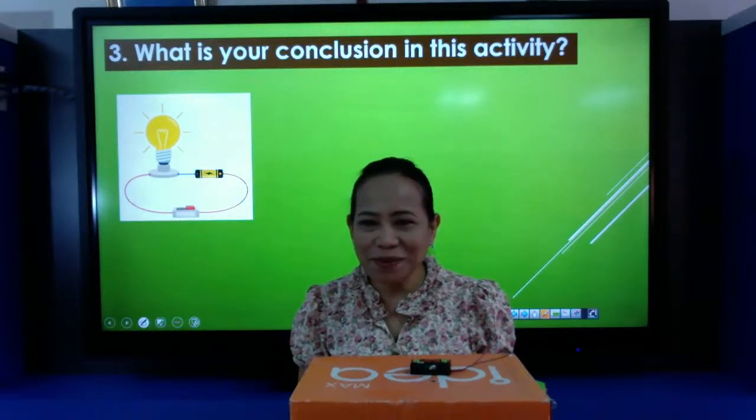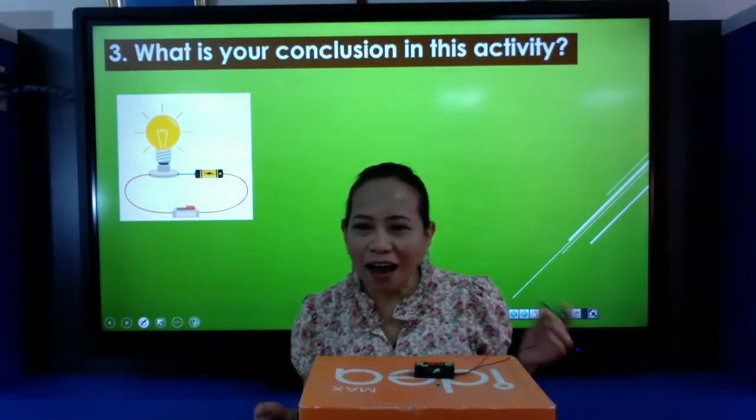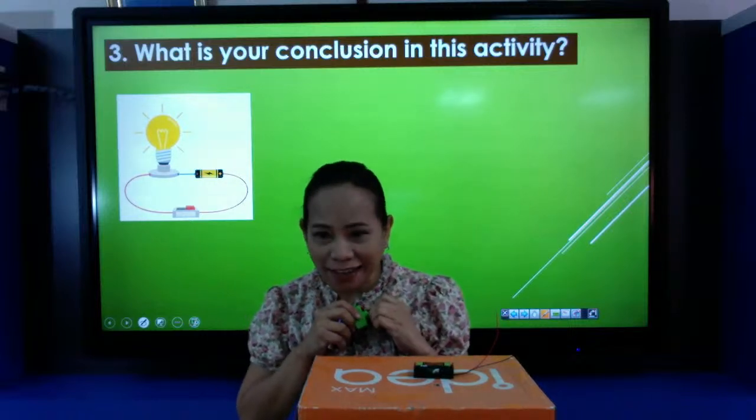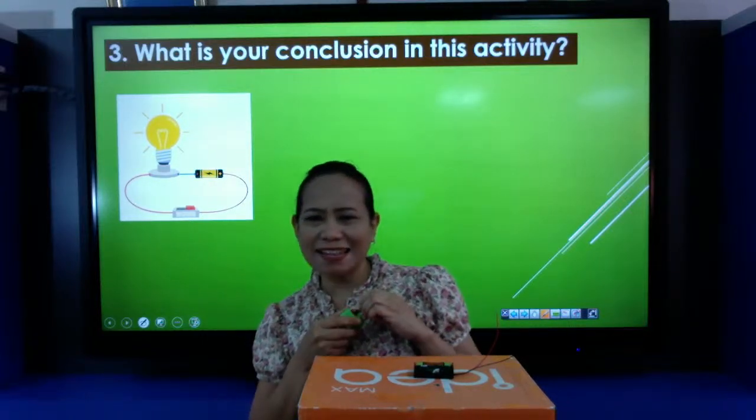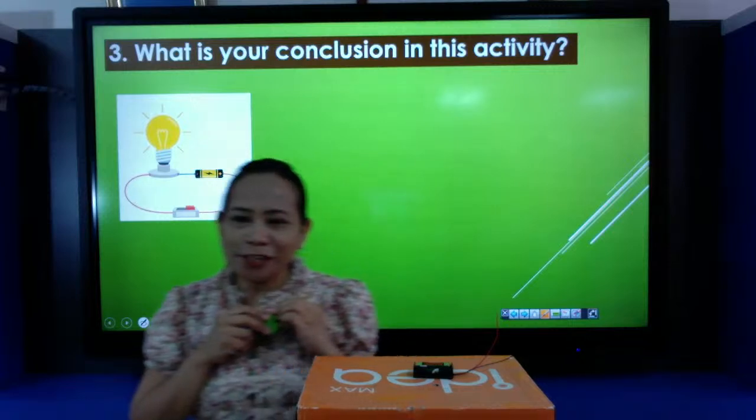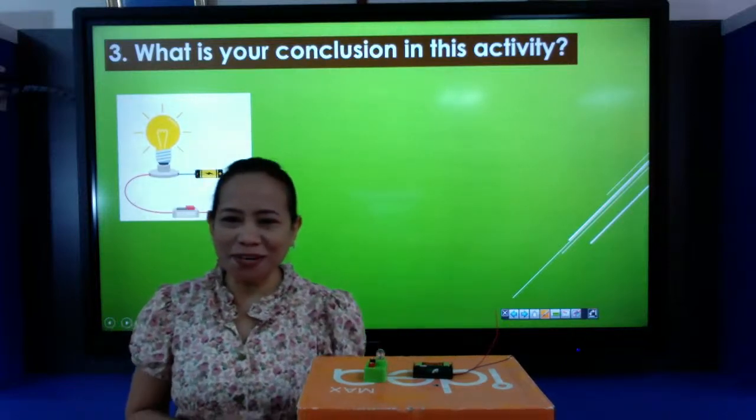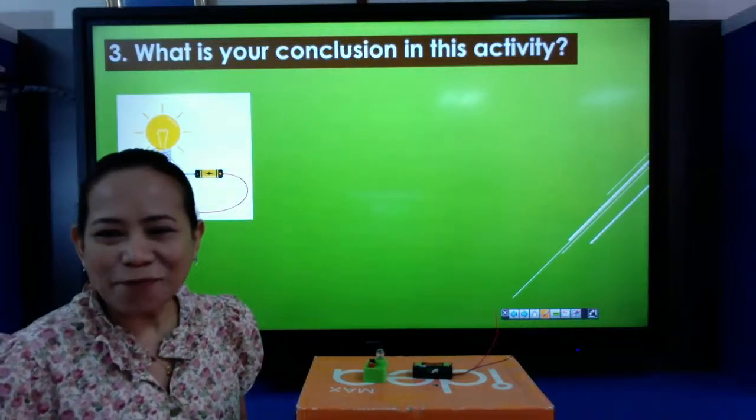Okay, the battery makes the light have light. Okay, yes, you have an idea. Why is your brain hard? It's a very easy topic. Okay, there is homework.